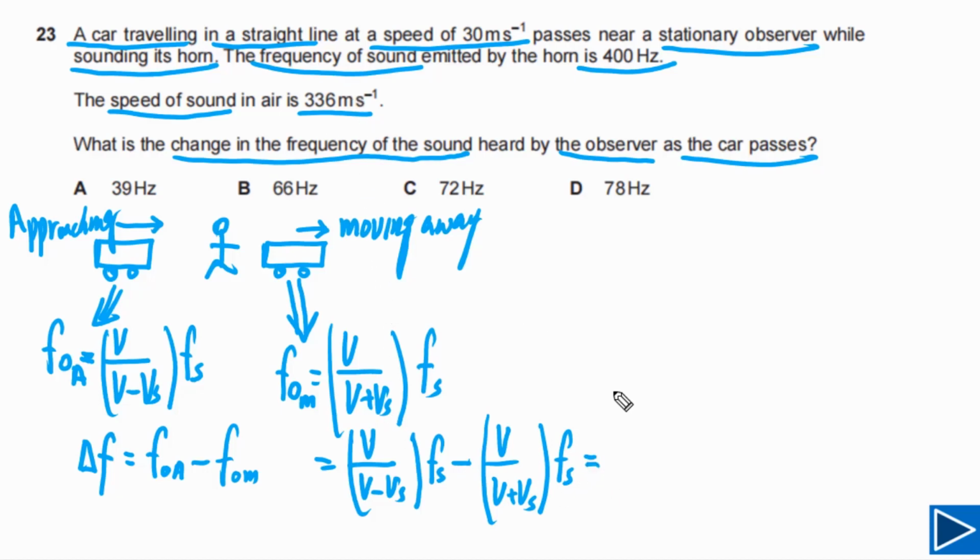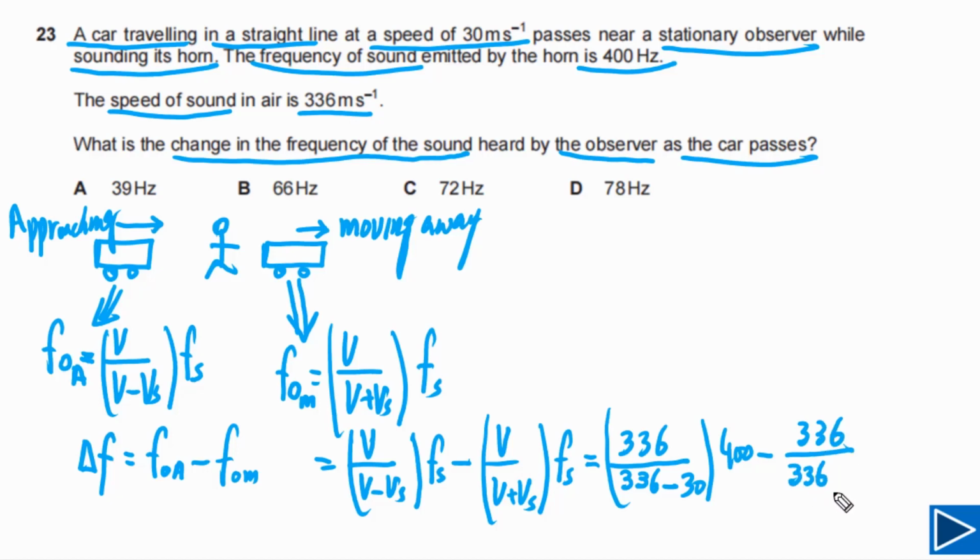Speed of wave is given. This is 336 divided by 336 minus speed of the source, 30 meters per second. Frequency of source is given, 400. And now we need to plug in values again when the source is moving away. Speed of wave in the medium means speed of sound, plus speed of source, that is 30 meters per second. And this one we have to multiply with frequency of the source, and frequency of the source is 400.